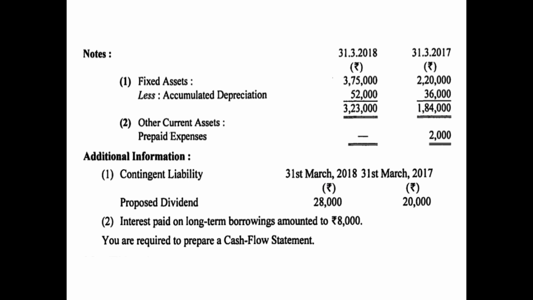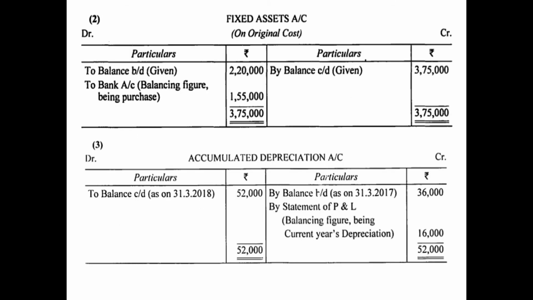Now what you have to do in this question is prepare a cash flow statement. Before starting with the preparation of the cash flow statement, let us prepare the working notes first of all. Here you can see the working note regarding the fixed asset account and accumulated depreciation account. On the debit side we have shown the opening balance of fixed asset account, that is 2,20,000, and on the credit side we have shown 3,75,000.